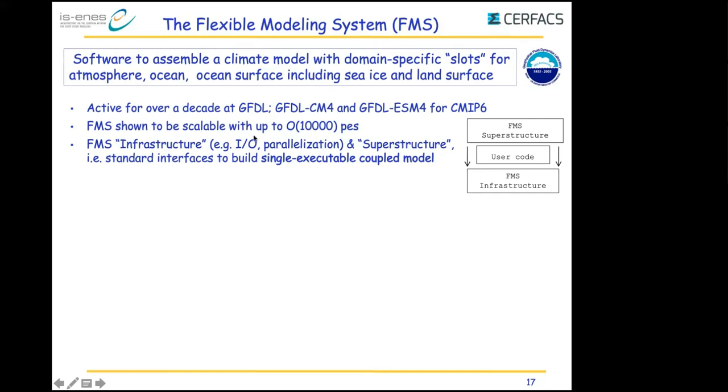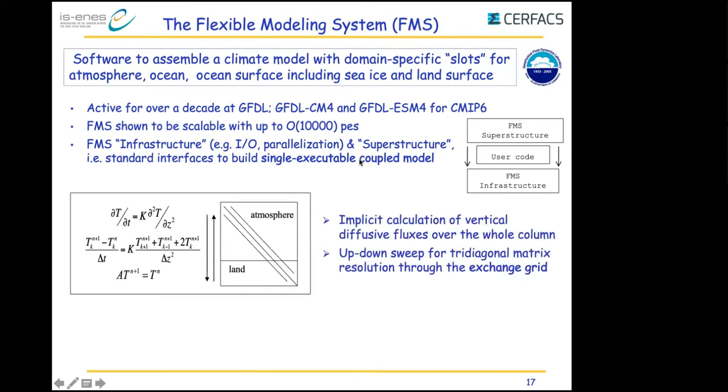The infrastructure is all the tools that FMS offers for the component itself internally, for example, to manage the I/O or the parallelization of the component itself. And it offers a superstructure, which is like the ESMF standard interface, to which you have to adapt your component to build a single executable coupled model.